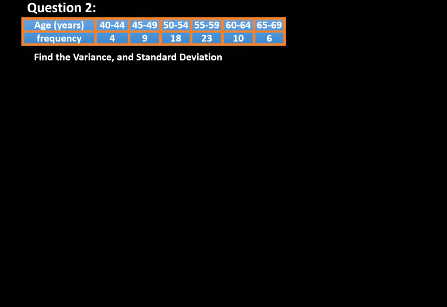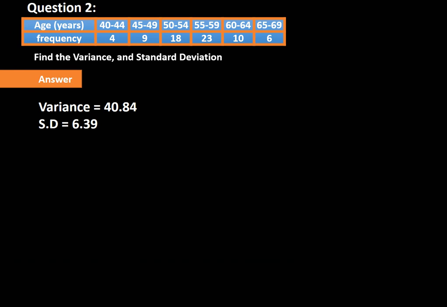Alright, so I believe you've paused the video, you've solved the question. Now this is the answer. The variance is 40.84 and the standard deviation is 6.39. But remember, it's supposed to be in years, okay? Because the data is dealing with age of some people. So it's supposed to be 40.84 years. And then standard deviation should be 6.39 years. Right. So now another question.